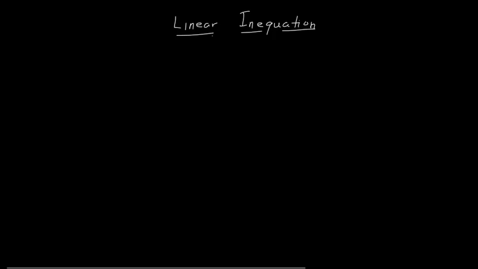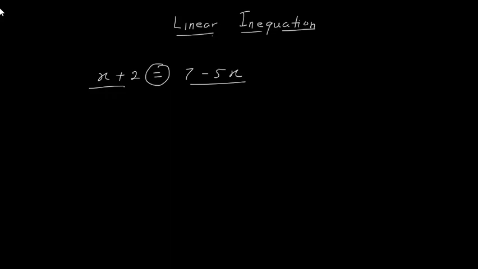Now today we are going to see linear inequations. So here if you see the topic, it includes linear and inequation. Now two things we know: linear equation. If you remember, we have done linear equation in one variable as well as linear equation in two variables. Now any equation like x plus 2 equal to 7 minus 5x, something like this is called linear equation in one variable. You can see x is variable and in between we have equal sign.